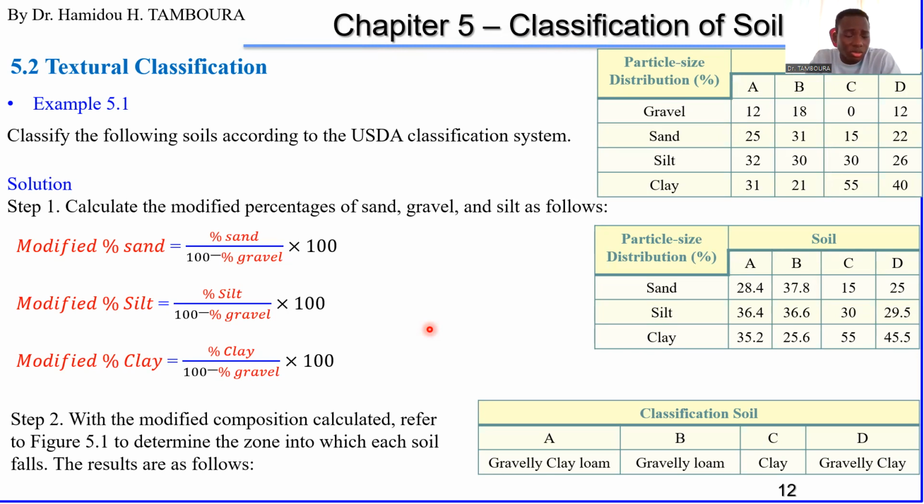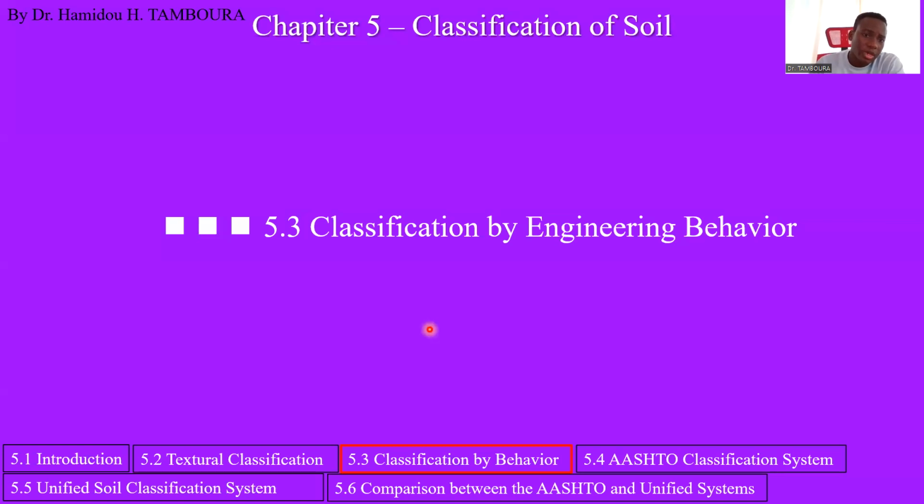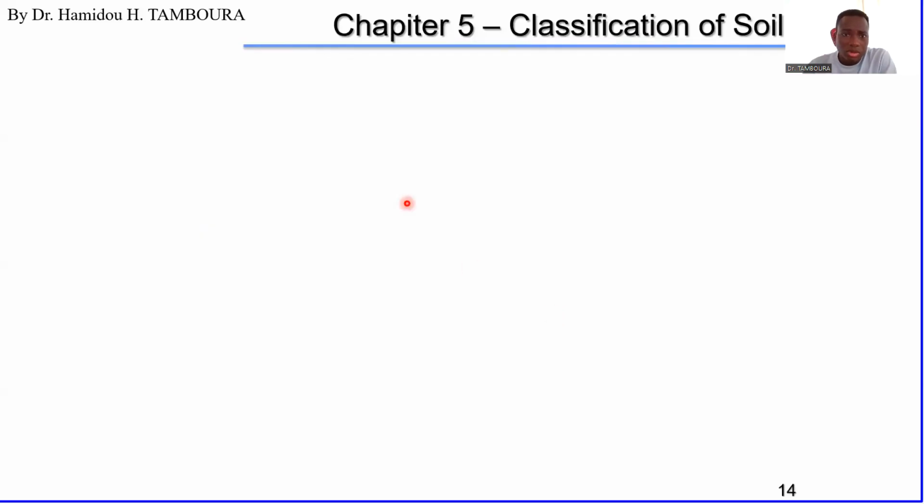So let's move to the third point of this chapter, classification by engineering behavior. As I said, this classification includes not only the particle size distribution, but it also includes the plasticity of soil. Especially, we need liquid limit and plasticity index. These two parameters we have talked about in the previous chapter. Okay, so let's go. It will not be long, this section actually, very short. So classification by engineering behavior.